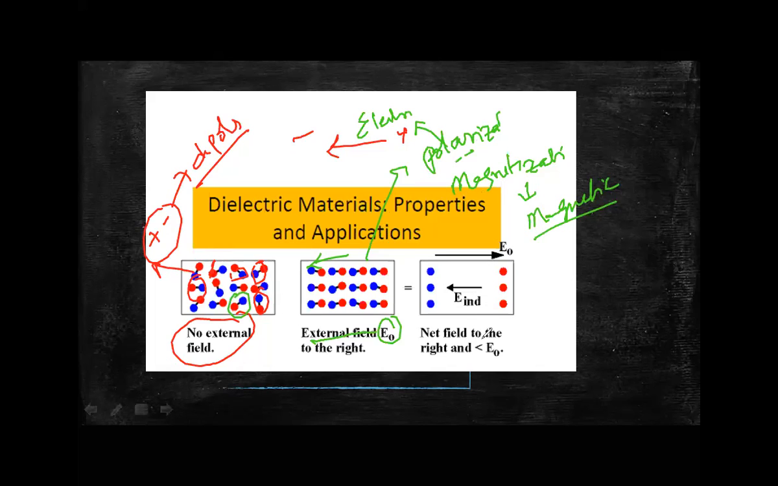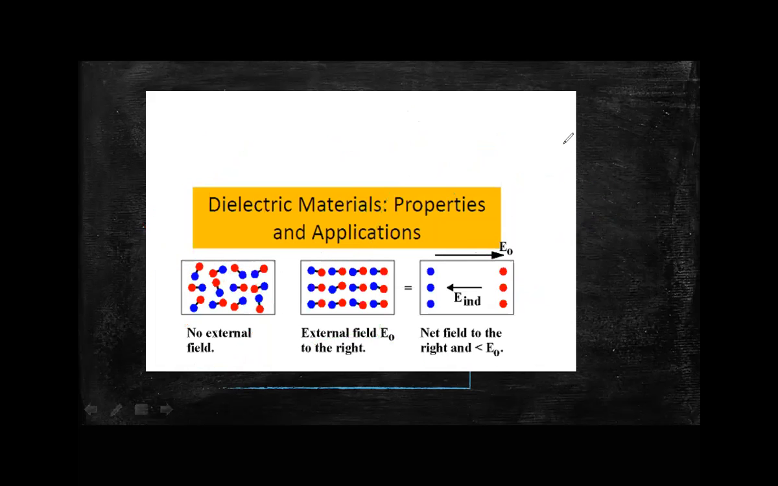So the total field is also generated within the material, and the net field should be in this direction. Even if you apply the field in this direction, there is an internal field inside, which is in the opposite direction. Okay, so remember this.